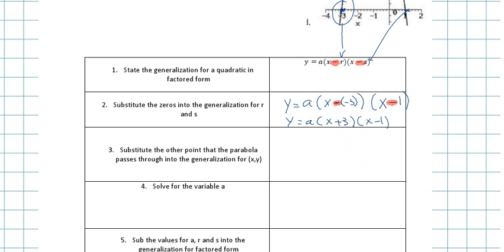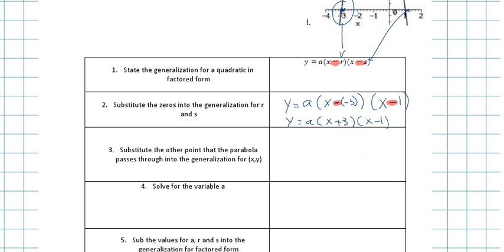Huh? What else do I have to solve? Look at this. Y equals a(x plus 3)(x minus 1). To get the value of a, that's right, to find the value of a, I need to sub something in. Remember when we did the vertex form, we subbed in a value and then we solved for a? Same thing. Find the value of x and y first.